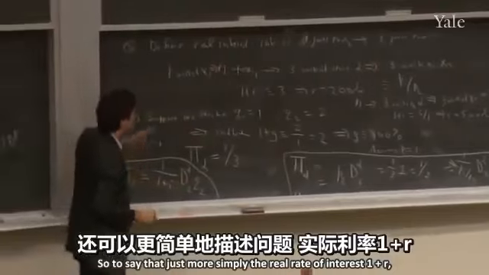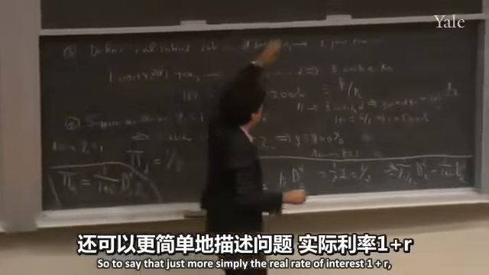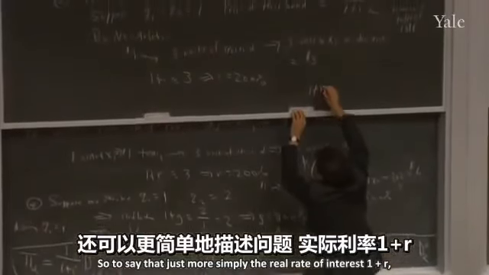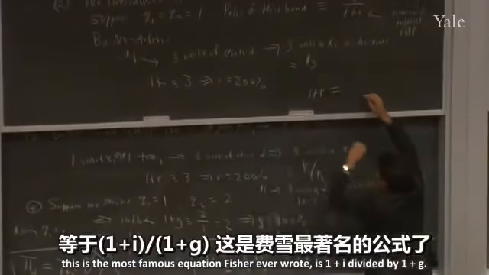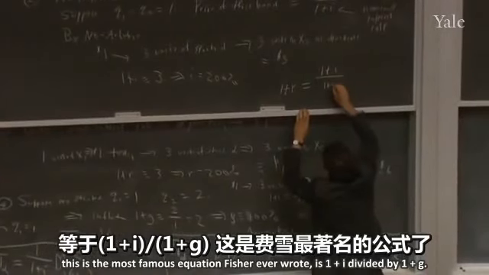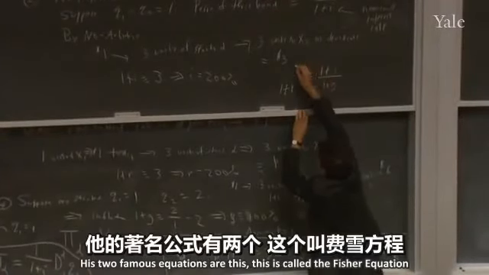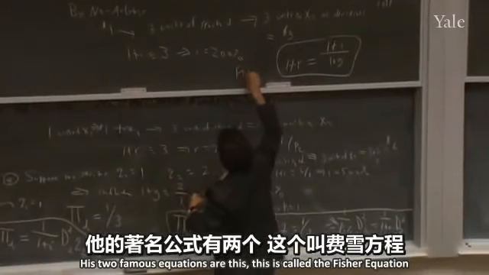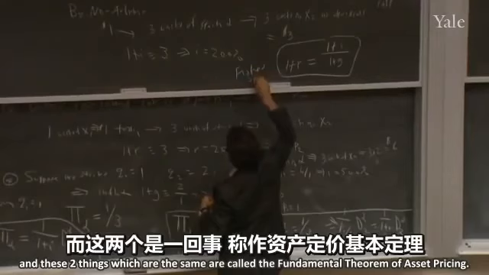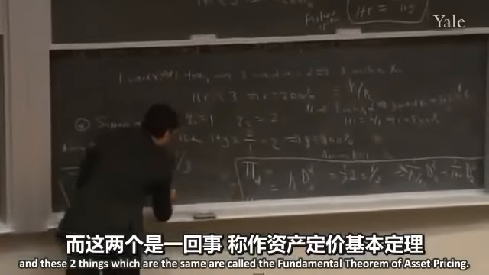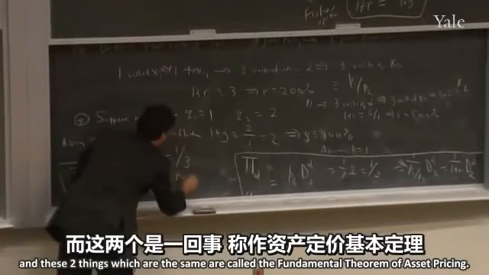Okay, so to say that more simply, the real rate of interest, 1 plus R, this is the most famous equation Fisher ever wrote, is 1 plus I divided by 1 plus G. So this is called the Fisher equation. Well, his two famous equations are this, called the Fisher equation, and this, these two things, which are the same, are called the fundamental theorem of asset pricing.